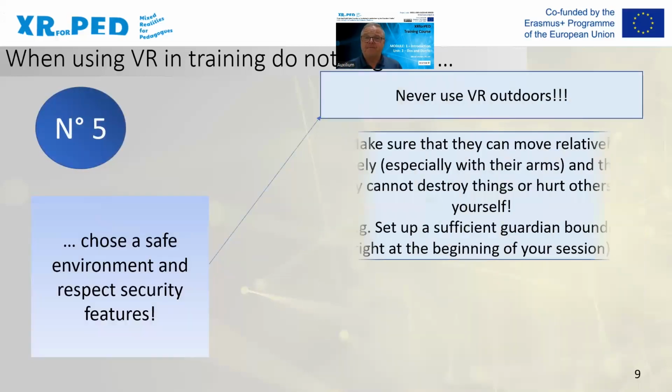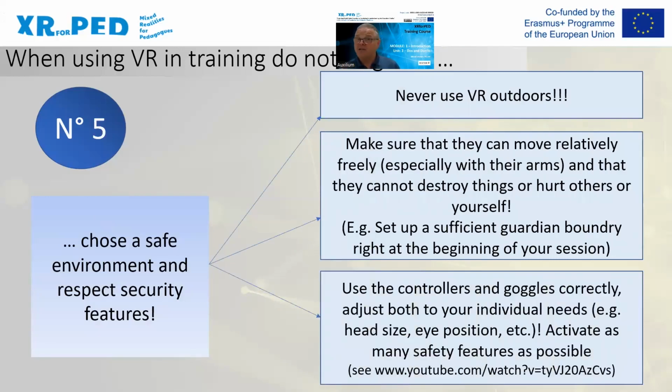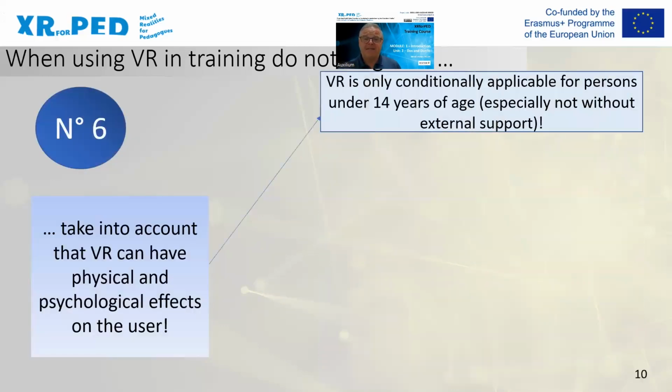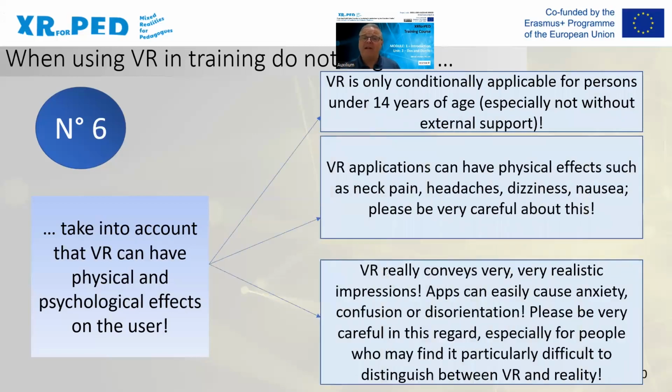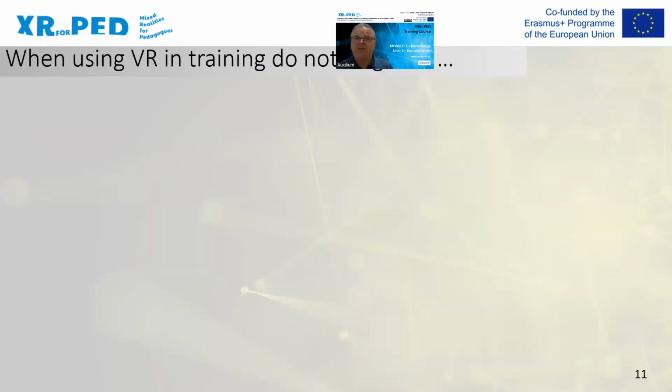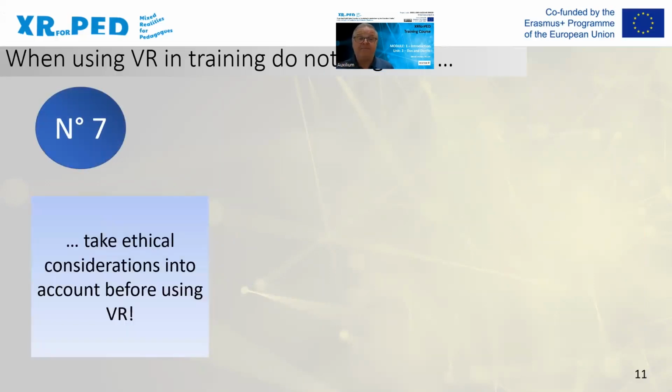Number 5, choose a safe environment and respect security features. We have a lot of explanation videos you can follow. There are very good examples, but do not underestimate the security level if you're in a totally 360 degrees virtual environment. Number 6, take into account that VR can have physical and psychological effects on the user. This is especially true if you work with people of younger age, people with special needs. There are a lot of student groups where you have to make sure VR doesn't harm them.